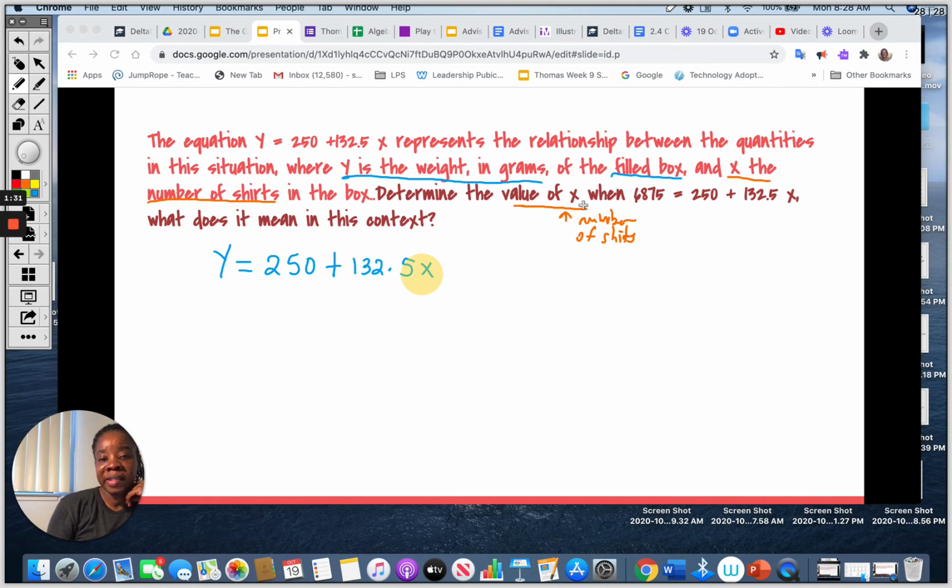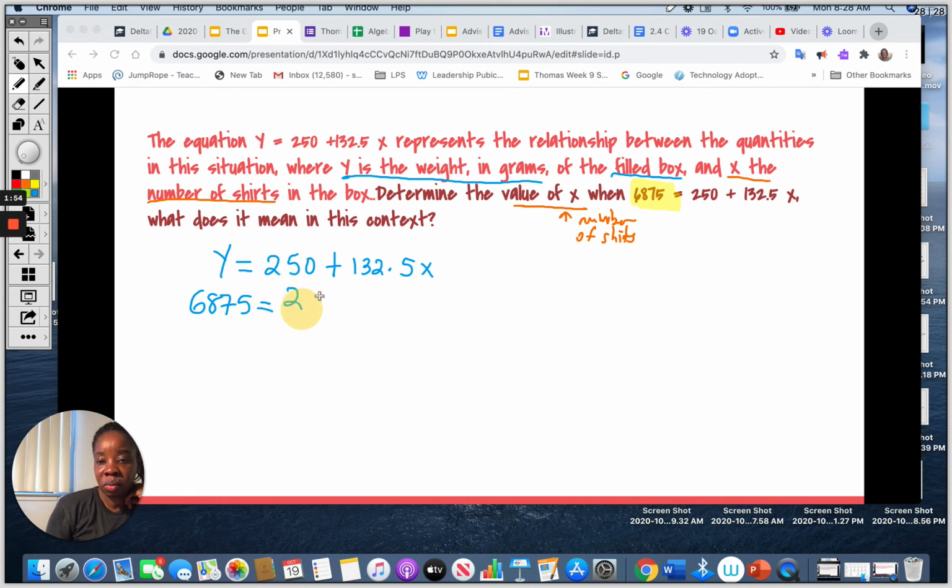Now, for this question, we already know the weight of the box to be 6,875. So we're going to replace that y with the 6,875, and set it equal to the right side of our equation.